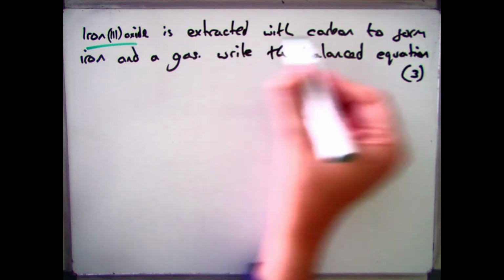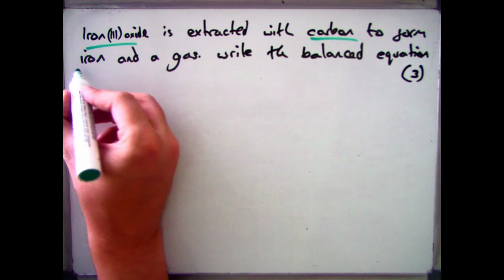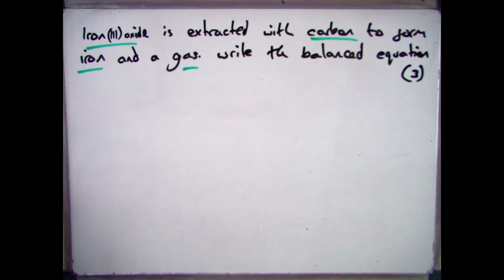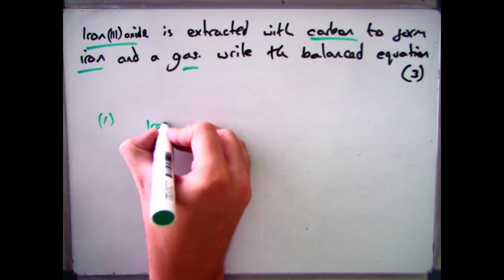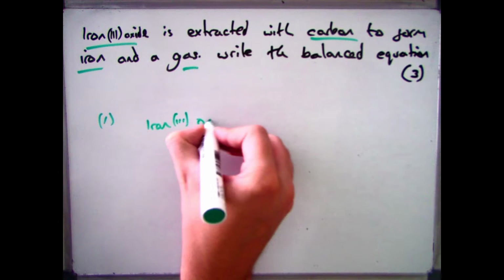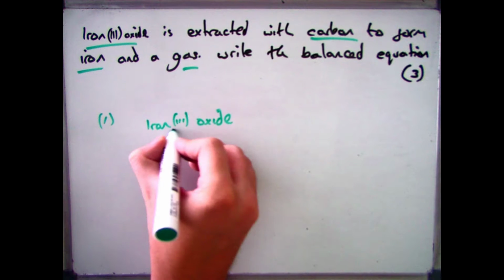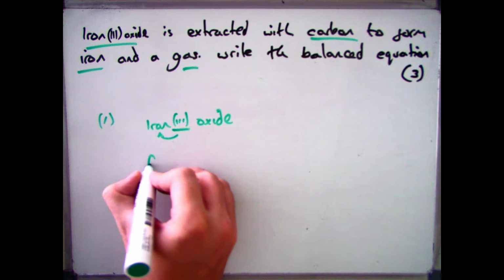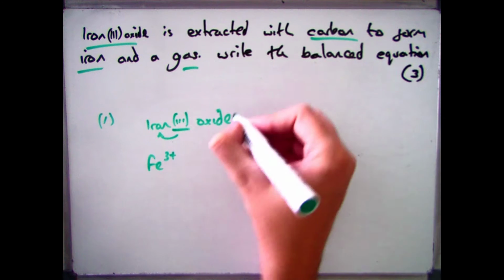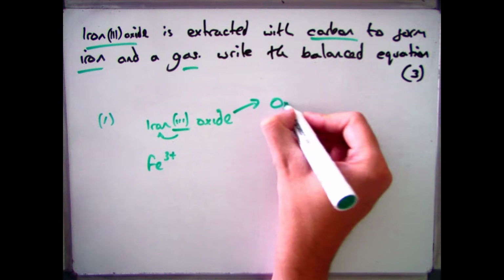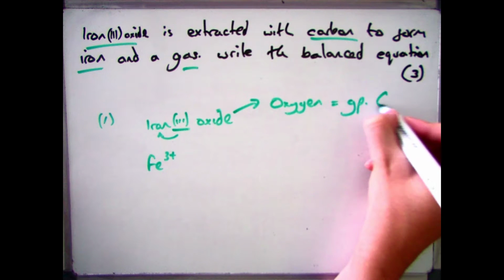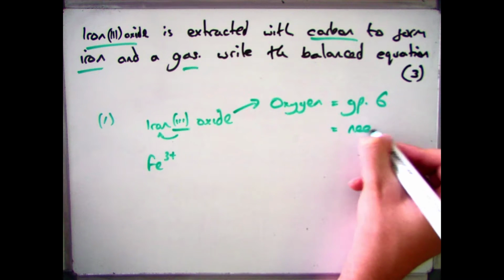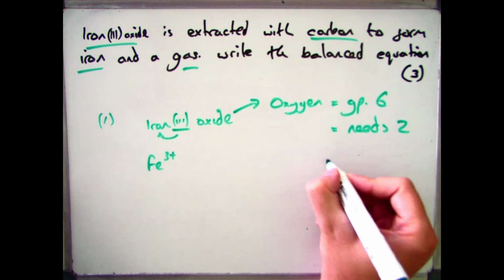The only way they can get slightly more complicated is if they don't give you the formula. So in this case you have iron 3 oxide extracted with carbon to form iron and a gas. So if you get this, the first rule is to work out the formula of iron 3 oxide. That little 3 there, because iron is a transition metal, you can't work out the number of electrons or the charge. So iron is Fe3+. It's a metal, so it's positive, and iron 3, 3+.